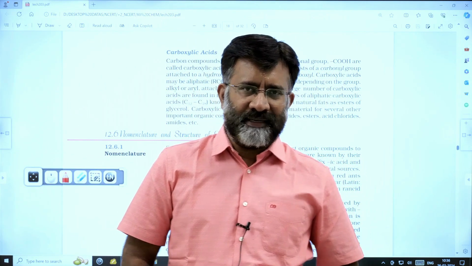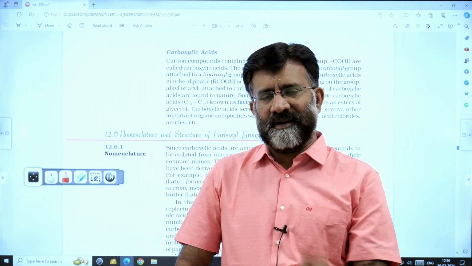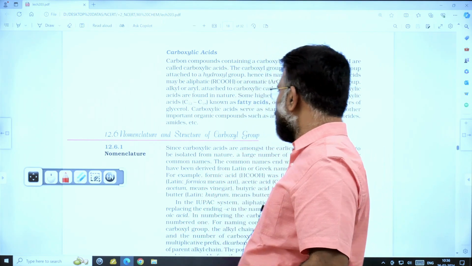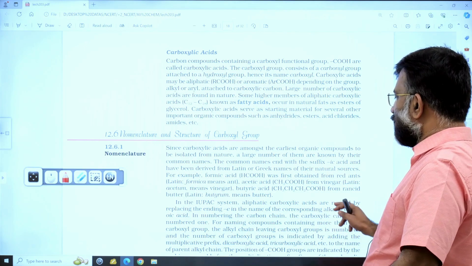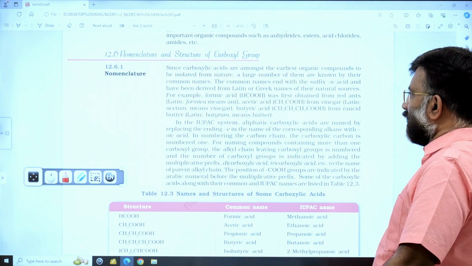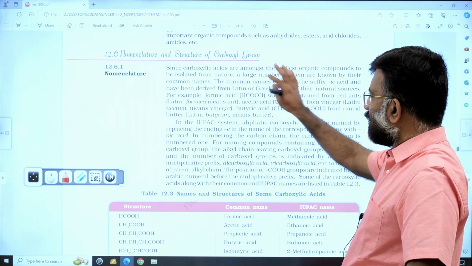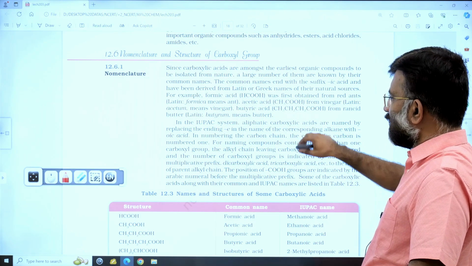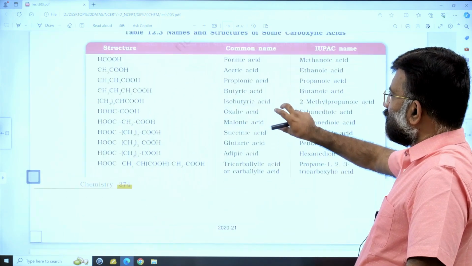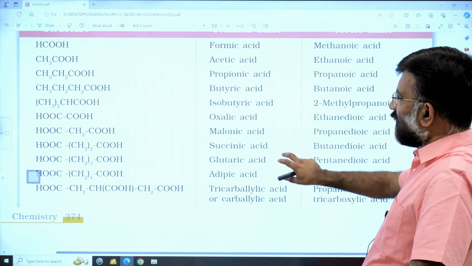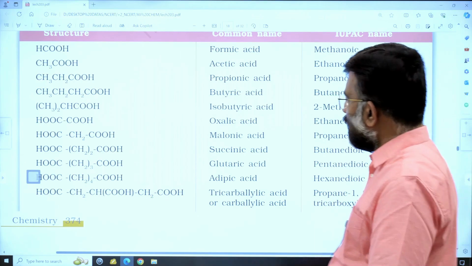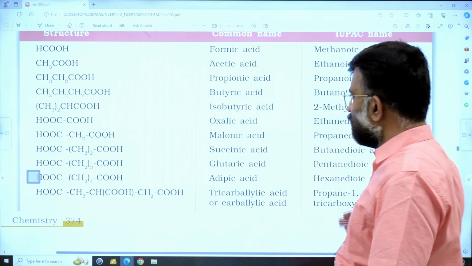Already it was dealt with in the initial segment starting this chapter. Structural details of carboxylic acid already commented. Regarding nomenclature, common names, importance of names like formic acid, acetic acid, etc. Some important examples of naming for carboxylic acid: formic acid, acetic acid, propionic acid. This is the common name and this is the IUPAC name.